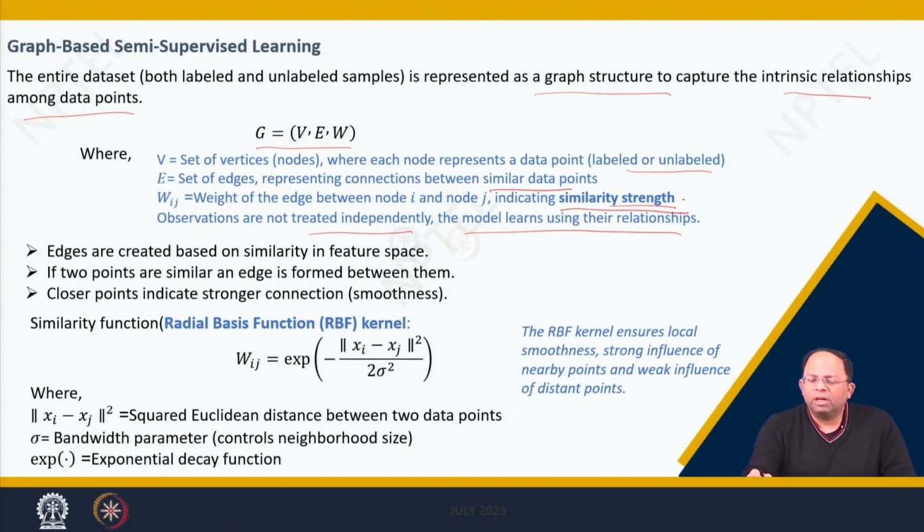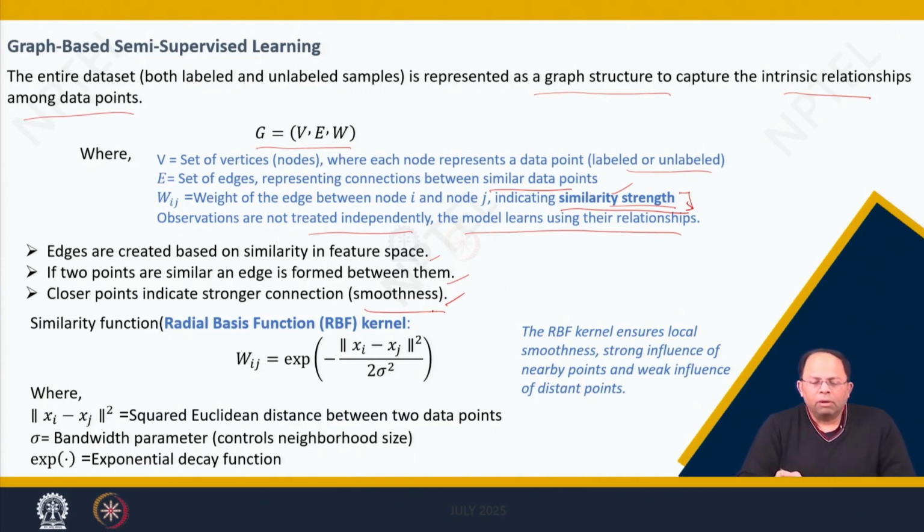This is highlighted because this is the key term that we use to determine which nodes should get connected and which should not. Edges are created based on similarity in feature space. So based on similarity strength, we connect the edges, right? If two points are similar, an edge is formed between them, obviously. That is the assumption: because those two points are similar, there is an edge. Or otherwise, if there is a strong edge, then those two points are similar as well. So closer points indicate stronger connections. We already made this smoothness assumption earlier, and we are assuming it here.